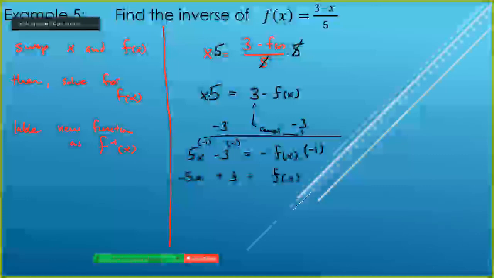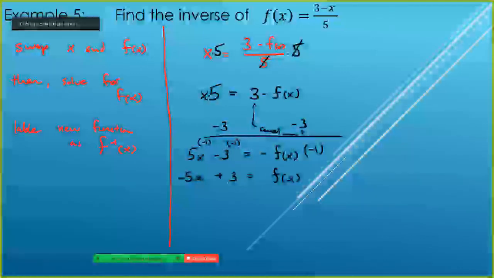And now we're done. We finally, thank goodness, got the inverse. And we're going to call it f inverse with the little symbol. So let me rewrite that. I'll make it bigger so you can see. F inverse x equals negative 5x plus 3. Done.